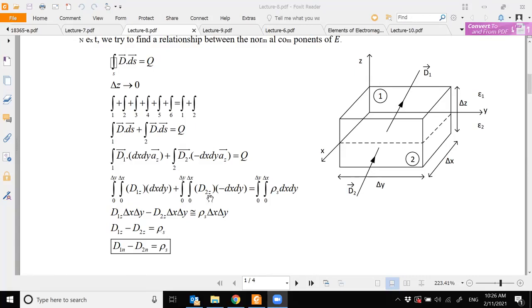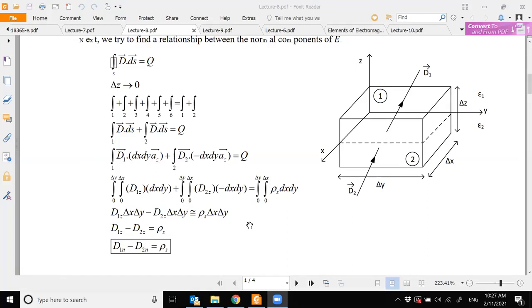Okay, because of the unit normals that you take for the closed surface. So that means what is happening? Based on the direction of your electric field or electric flux density entering a boundary, your boundary condition is modifying. Your boundary condition is changing.